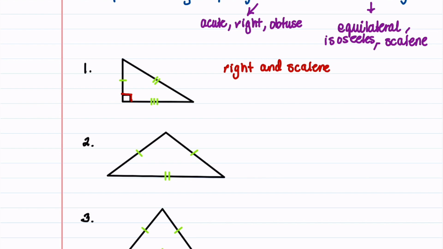Our second triangle has an obtuse angle. That's a little bit hard to see in our picture, but I'll assure you that that angle is obtuse and it's greater than 90 degrees. And we have two sides of the same length and one side of different length. So our triangle is going to be obtuse and isosceles.